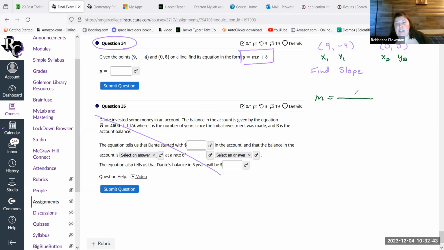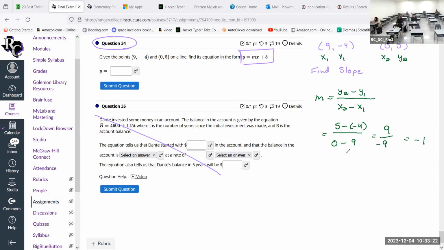So slope, once again, is going to be the y2 minus y1 on top, x2 minus x1 on bottom. So I get 5 minus a -4 on top. And then I end up with 0 minus 9 on bottom. Oh, yep. Okay, that's what I'm going to get. So this one happens to give me a slope of, so I should end up with a +9 on top, a -9 on the bottom. I'm just double checking. Yep, that's what it is. So we end up with a slope of -1.